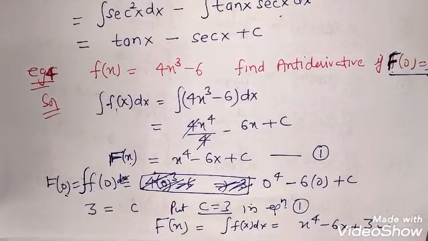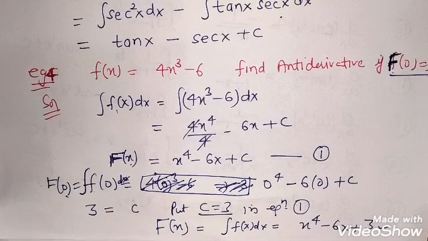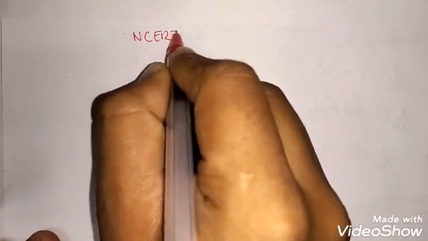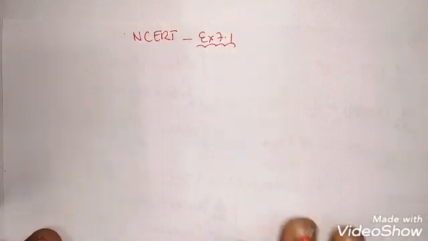Next example, you can say example number 5. I have to check if it is given or not. No, it's not given. In NCERT exercise 7.1, I am just doing important questions.